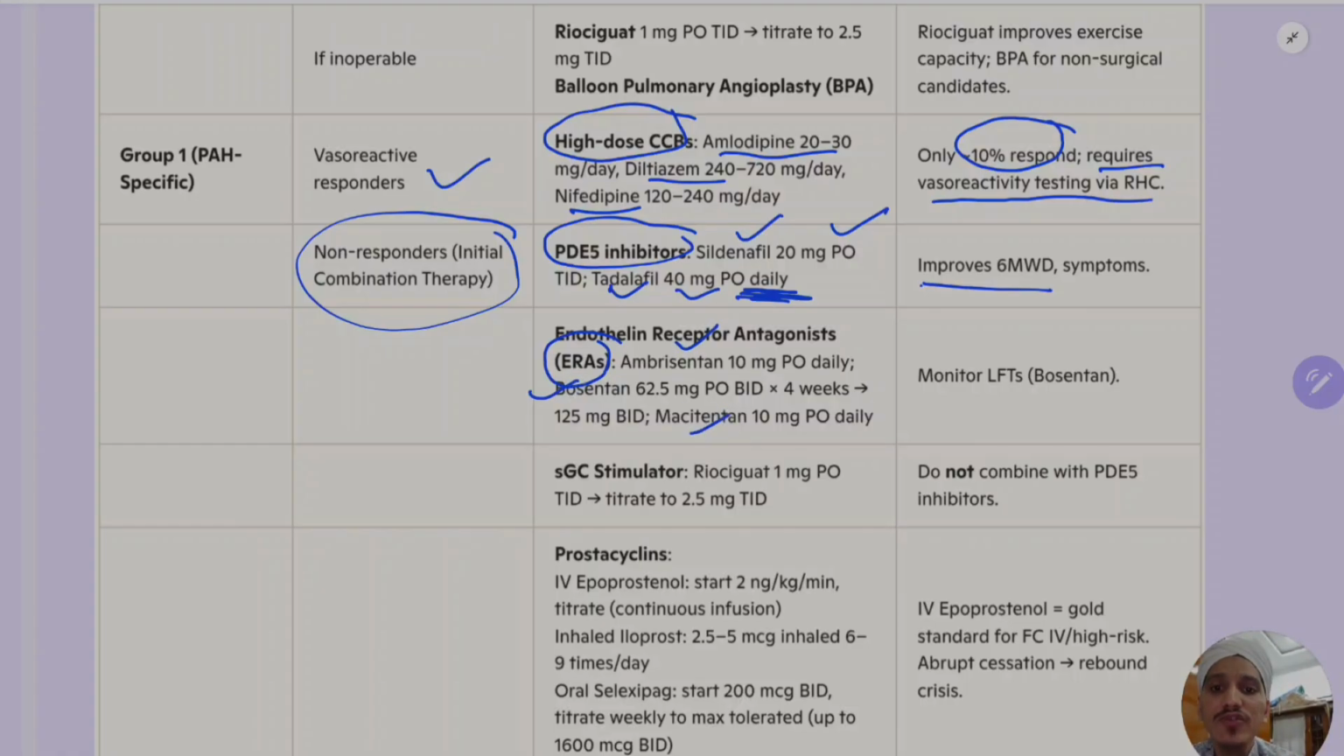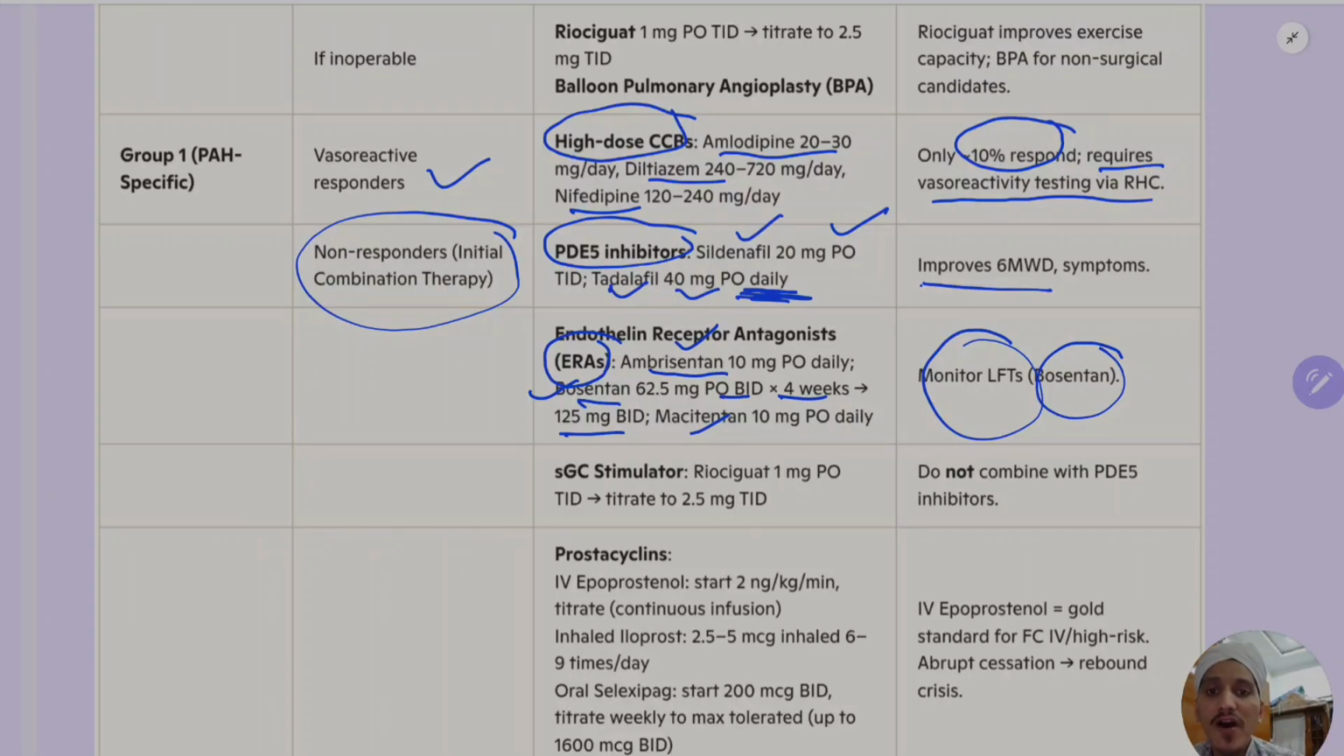You remember ambrisentan and bosentan, they are used very commonly. Ambrisentan you can give 10 mg once daily. Bosentan, start with 62.5 mg twice daily per oral for 1 month, then titrate the dose to 125 mg twice daily. So remember: ambrisentan 10 mg, bosentan 62.5 mg, titrate to 125 mg BD. Monitor LFT. If LFT is raised, then you should reduce the dose. If LFT is not raised, you can titrate up the dose.